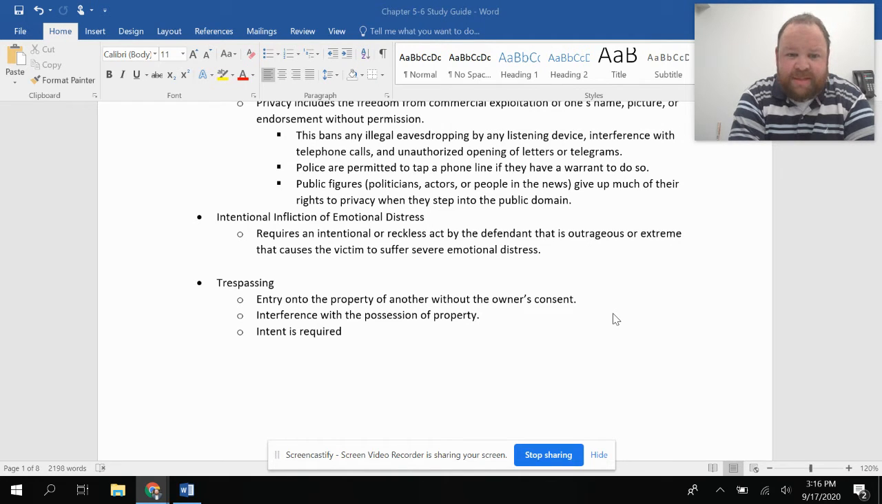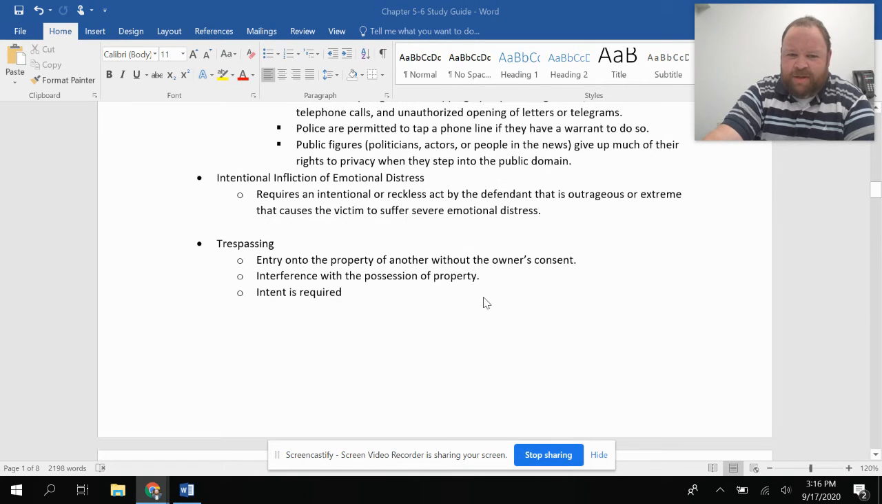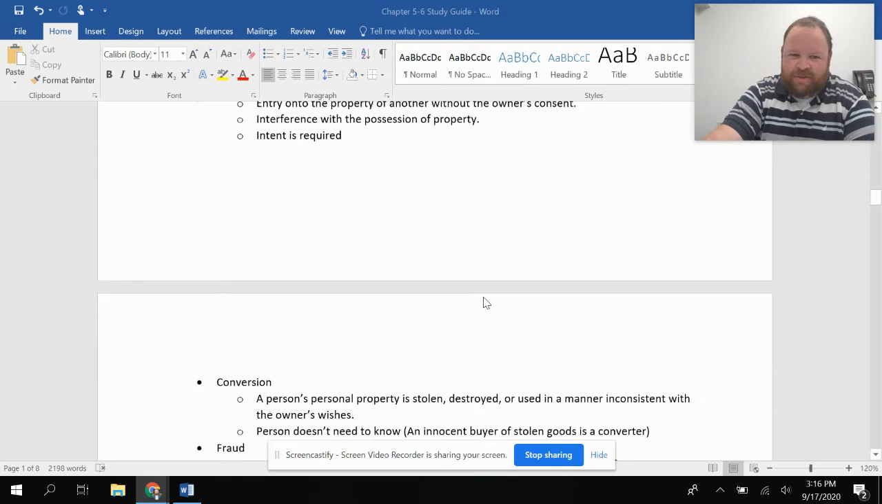Trespassing, the entry onto the property of another without the owner's consent. Intent is required. So remember, if you're throwing the baseball around with your friend and it goes into someone's yard and you go get it, that's not really trespassing.